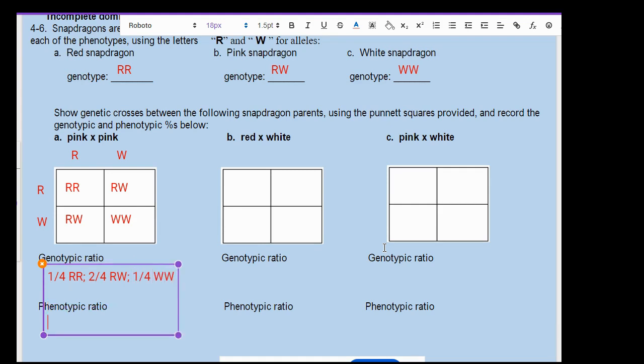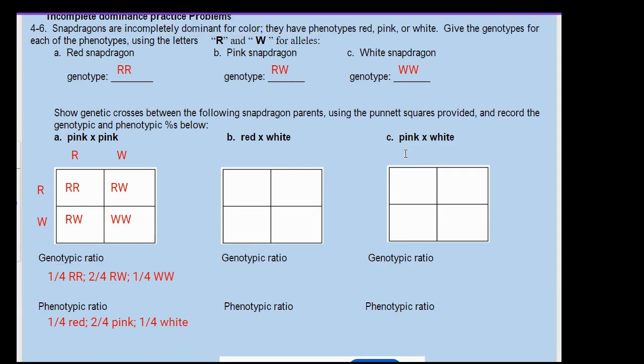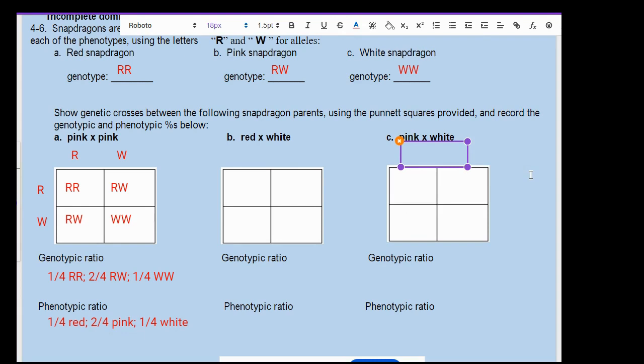Phenotypic ratio, just what do these flowers look like? The RR, one out of four, they're going to be red flowers. The RW, two out of four, those are going to be pink flowers. And the one bottom right, WW, one out of four of those will be white. I'll do one more for you. You're going to have to do the middle one yourself. If you don't do the middle one, once again, you're wasting your time. Might as well not do any of them because you'll still get the same score, which is 0.